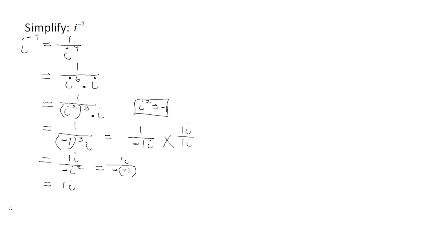In order to represent that in standard form, i to the power of -7 will be equal to, you can see there, your real part will be 0 plus your imaginary part will be 1i.